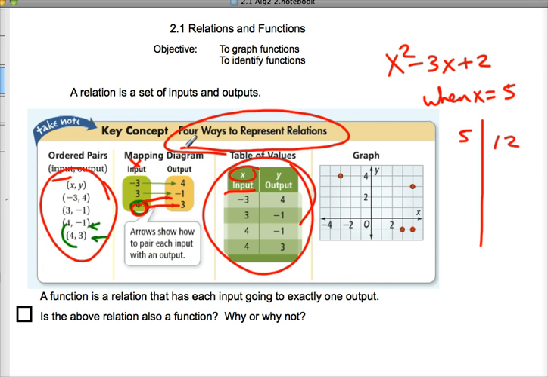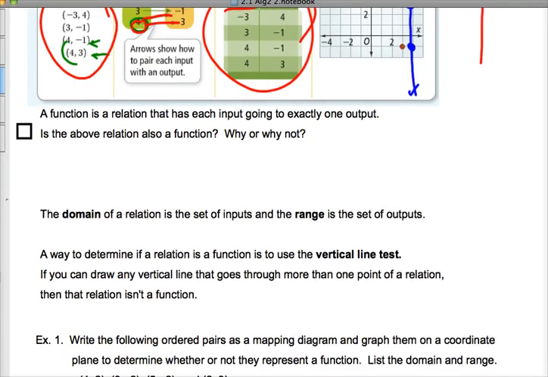And then the last way, to graph, you can tell if something's not a function if you've got points that lie on the same vertical line. So here I've got 4, -1, here I've got 4, 3. They lie on the same vertical line, so that tells me right there that it can't be a function because I've got 4 going to 2 different spots. So that's the basics of when a relation is a function.